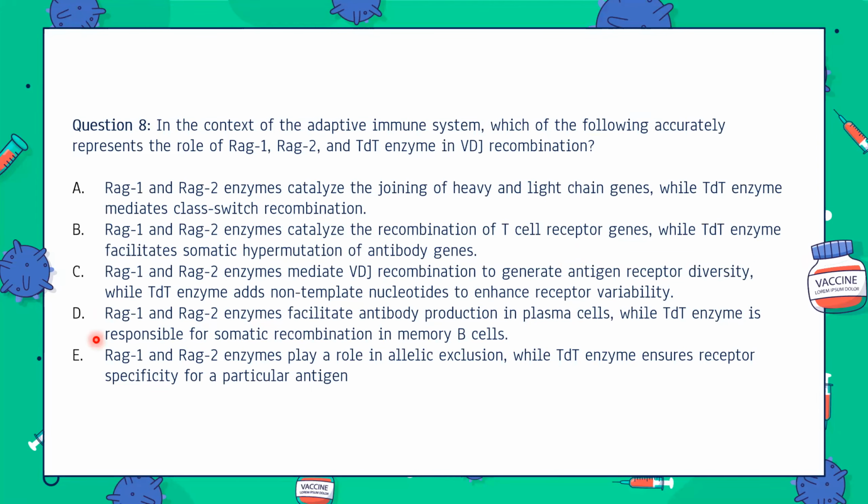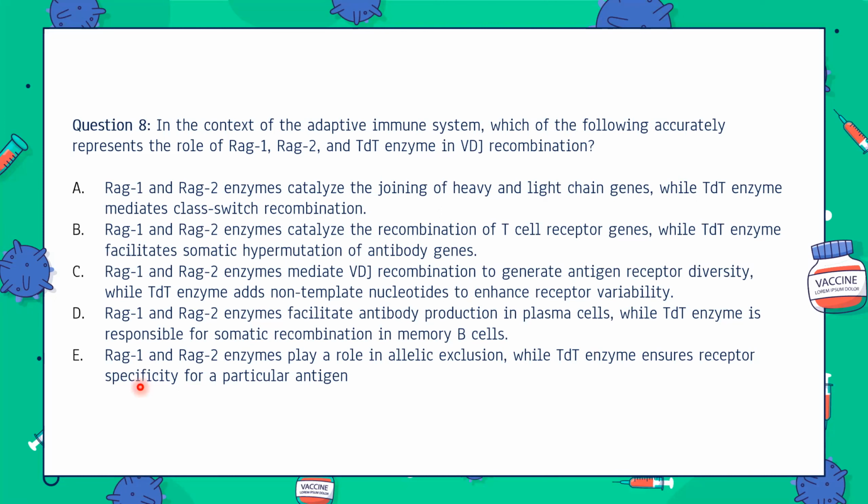D, RAG1 and RAG2 enzyme facilitate antibody production in plasma cells, while TDT enzyme is responsible for somatic recombination in memory cells. Don't even get me started on the amount of things that are wrong here. Plasma cells are the activated B cells, so we need to already have a B cell to have a plasma cell. And in memory B cells, you're not going to have somatic recombination because that would defy the entire purpose of a memory B cell. You need to have the actual exact antibody so that if you have a secondary infection, you can show the body that, okay, I know what this antigen is.